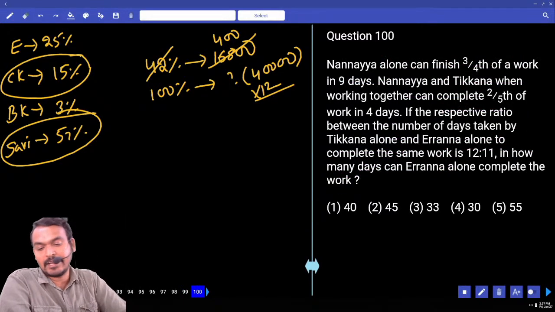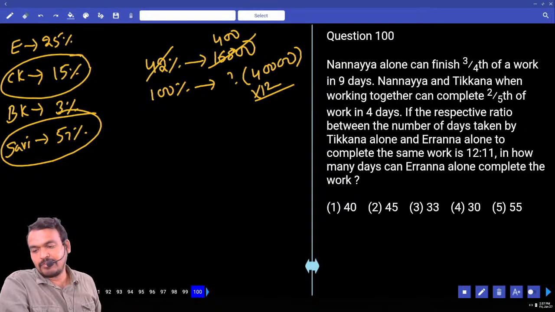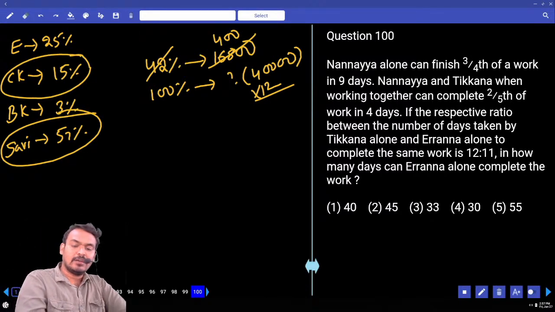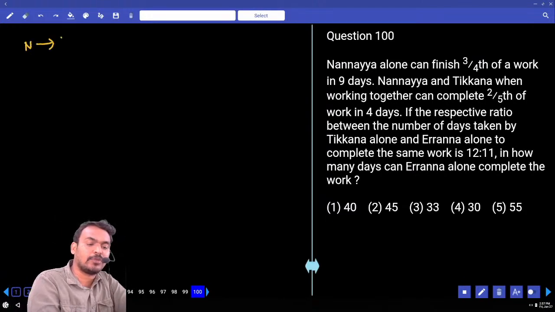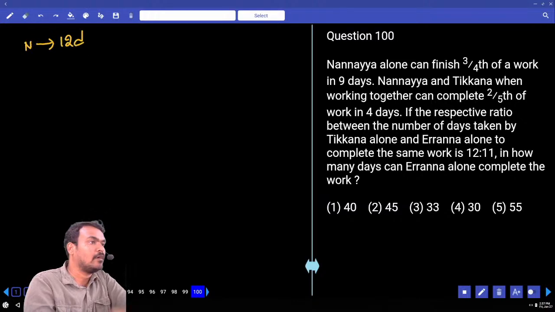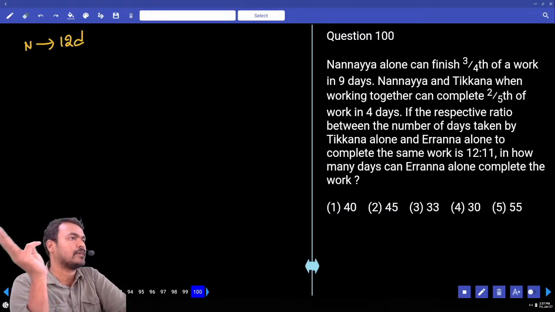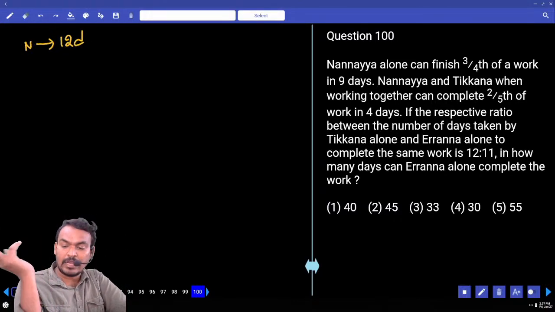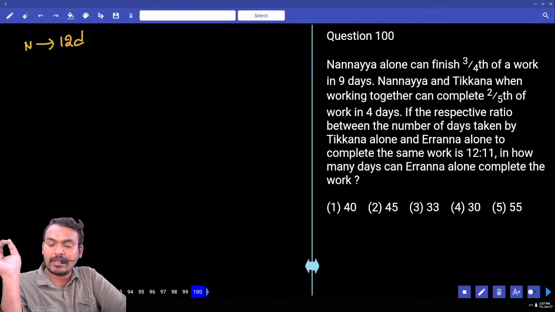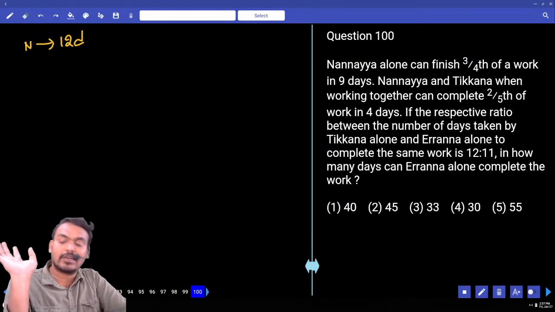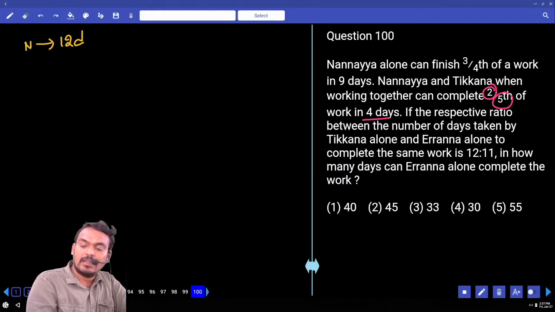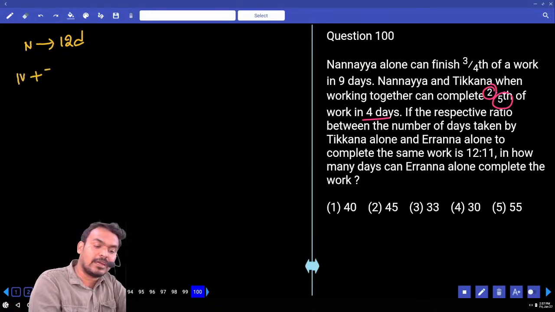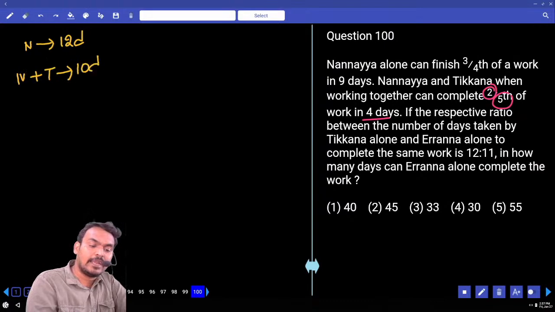Next question number 100. Nannaya alone can finish 3/4 of the work in how many days? 9 days. 3/4 in 9 days means total work is completed by Nannaya in how many days? 12 days, sir. Out of 4 parts, 3 parts in how many days? 9 days. 4 parts are 12 days. And Nannaya and Tikkana when working together can complete 2/5 of the work in how many days? 4 days. Out of 5 parts, 2 parts are in 4 days. Then 5 parts are 10 days. Means Nannaya plus Tikkana together can complete the work in 10 days.